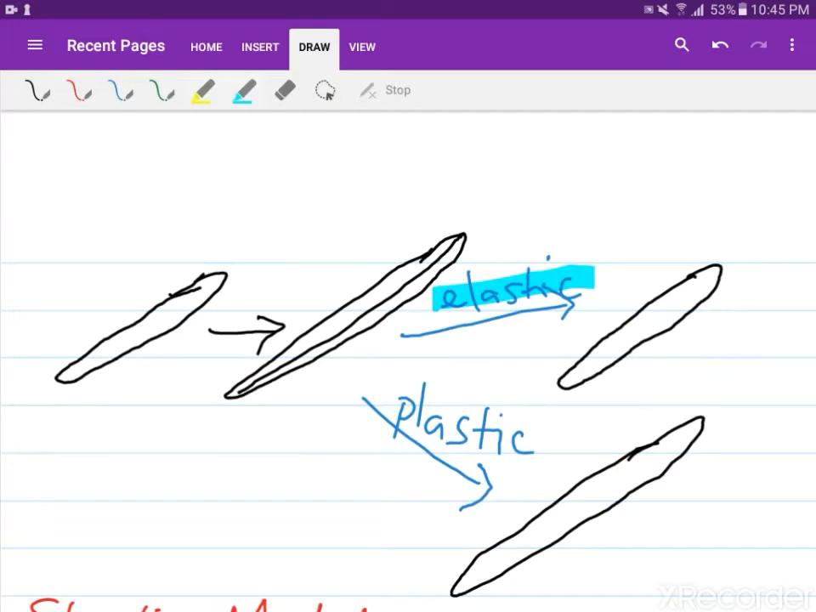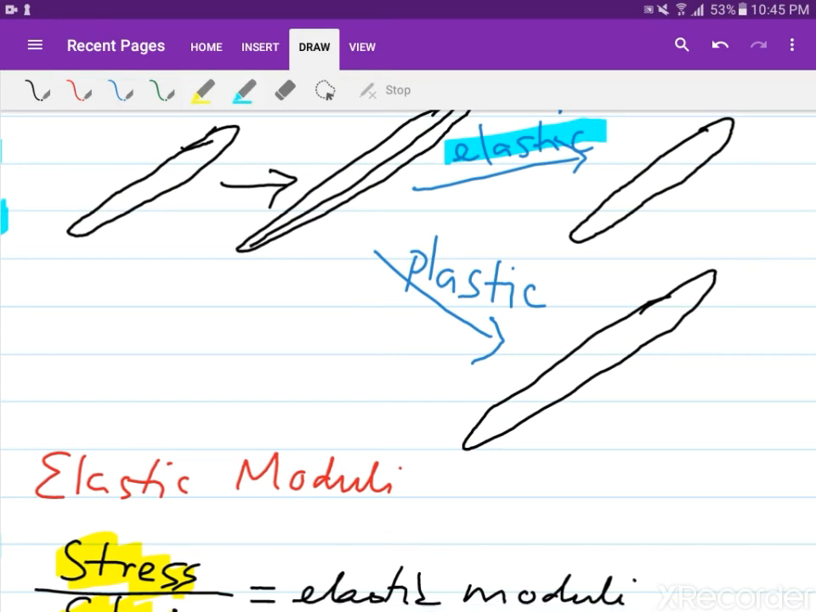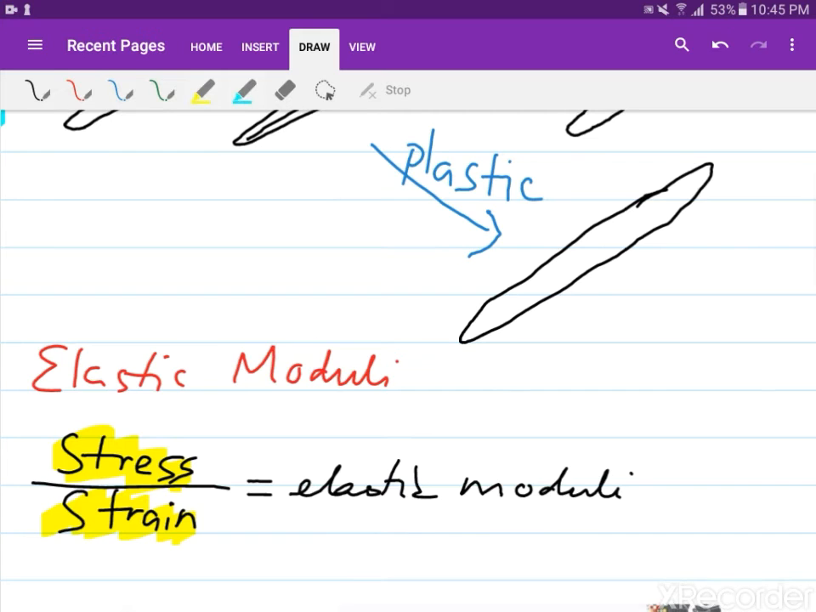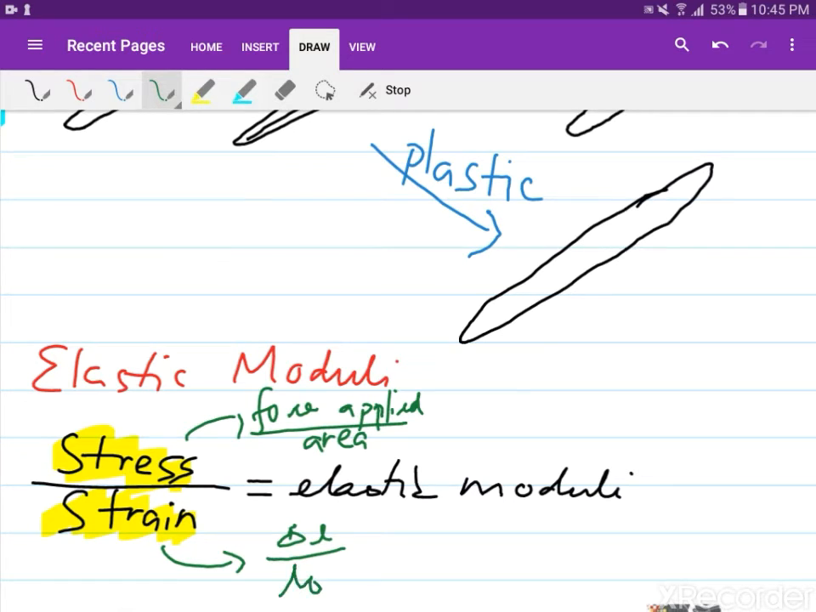So in order to know if an object is elastic or not elastic, we use the quantity called elastic moduli. Elastic moduli is just the ratio of the stress applied to an object over the strain of the object. The stress is just the force applied over the area, and the strain is the fractional length change on the object, delta L over L naught, or sometimes fractional volume change of the object.